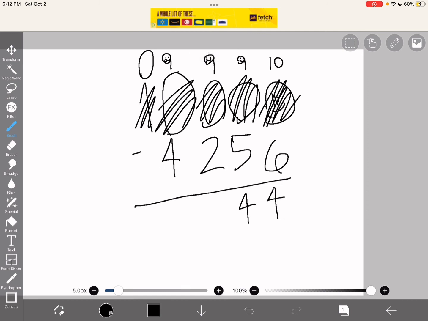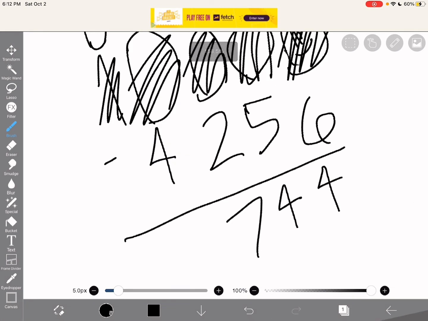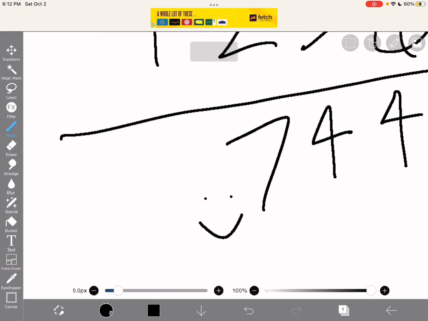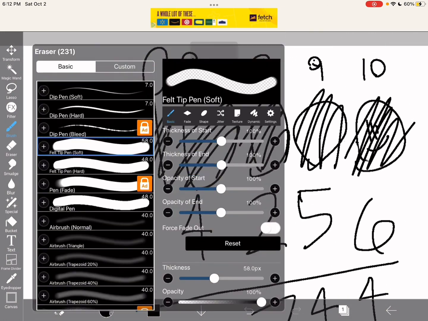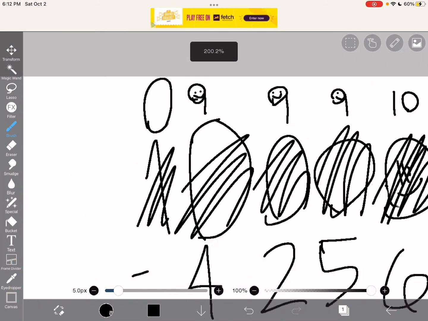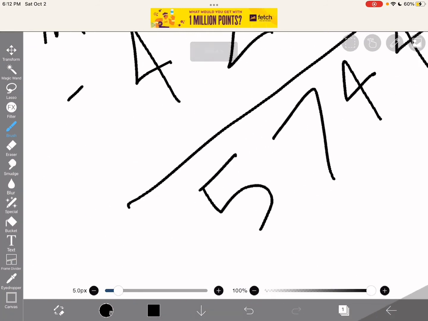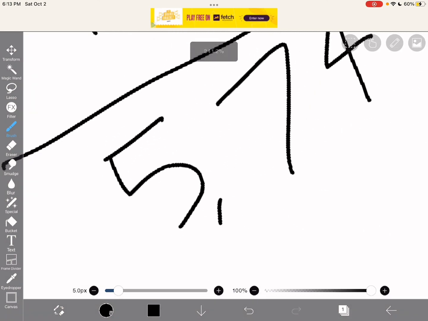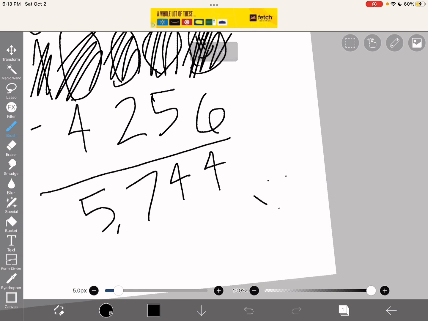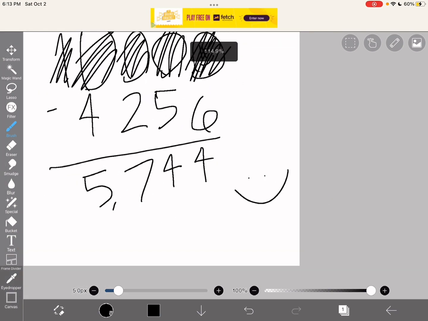2 minus 9, well, that would equal 7. We're on a roll. And lastly, we need to minus 9 and 4, which would give us a 5. And we need to minus 0 from 0, which would of course give us nothing. So here's our number. I hope you guys understand and have a good day.